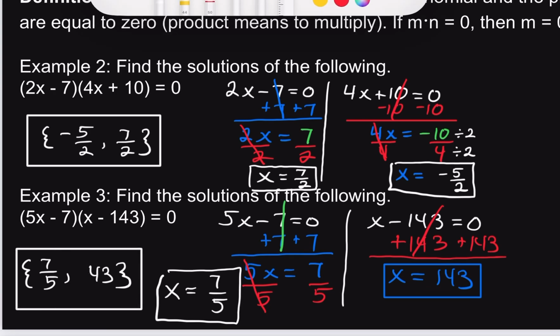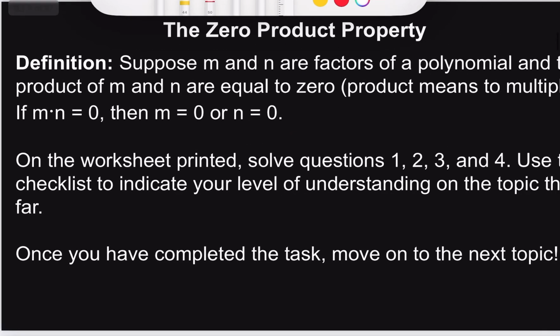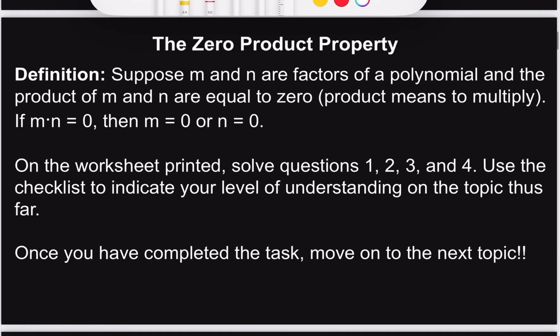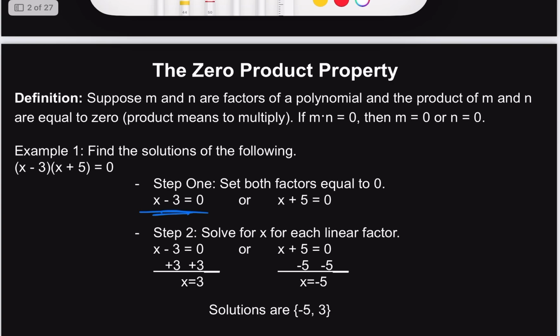All right, so that is it to how to use the zero product property when it comes to quadratic equations. We're going to be using the zero product property in every video. So it is essential that you guys understand how to use it now. So what you can do is you can open up your worksheet and try questions 1 through 4, which involves the zero product property. And you can also reference the solutions to what I did on this PowerPoint.